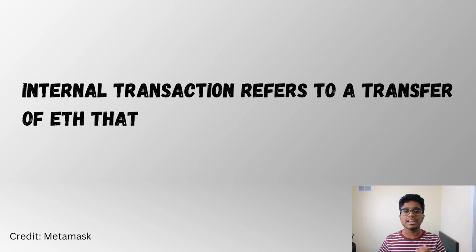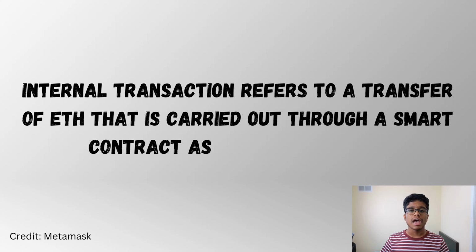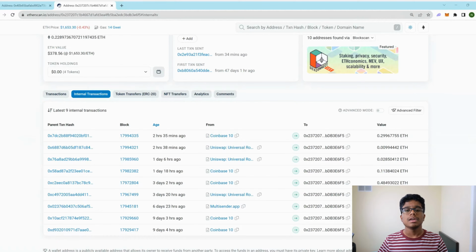An internal transaction refers to a transfer of ETH that is carried out through a smart contract as an intermediary. These internal transactions are very common, as we see this process happen in Uniswap swaps and other exchange withdrawals, as exchanges use smart contracts in order to issue withdrawals to their users.